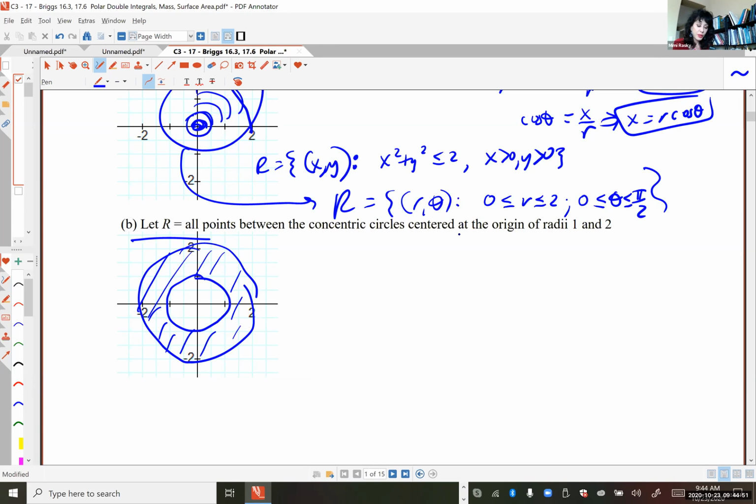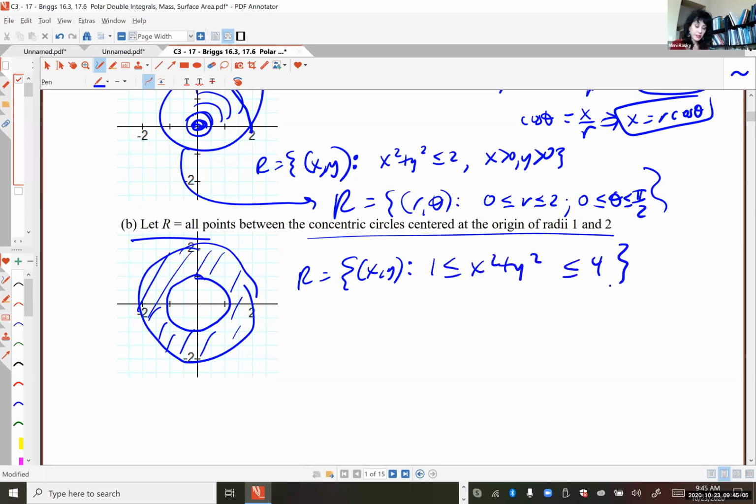So let's say this donut is concentric circles between the radii 1 and 2. In rectangular coordinates, if I were to denote this in set notation, it would look like this: x squared plus y squared is greater than or equal to 1, but less than or equal to 4.